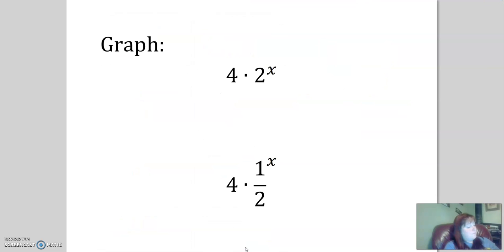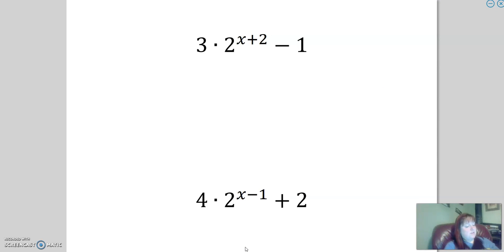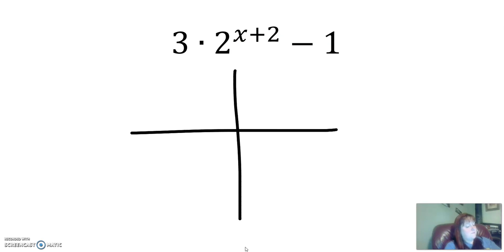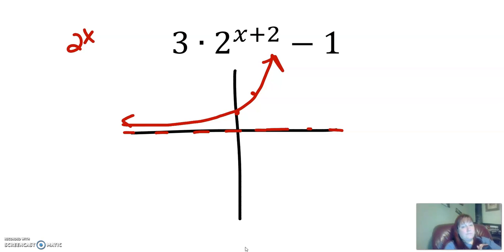So let's just hurry. We've got a minute and a half for me to graph a couple of these for you. So here is my graph. So what's the parent function here? The parent function is 2 to the x. So I'm going to go ahead and graph that. It goes through (0, 1). It has an asymptote at 0. And when x equals 1, y equals 2. So there's my parent function.